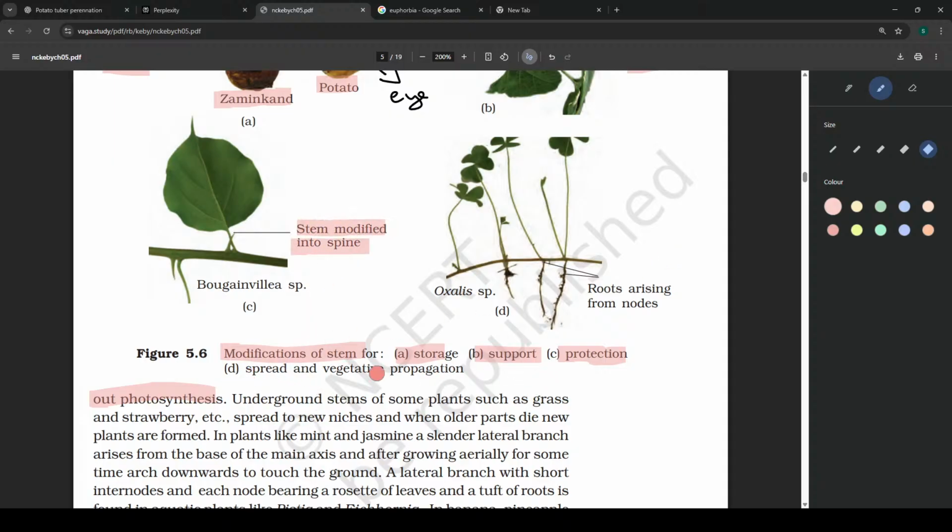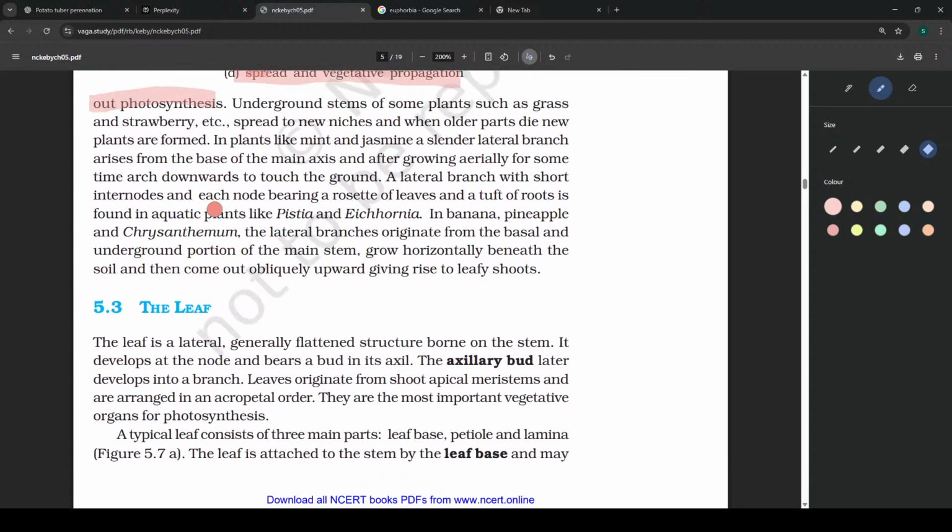Next is D, spread and vegetative propagation. Basically, vegetative propagation is a kind of asexual reproduction where the vegetative parts of the plant give rise to a new plant. This is called vegetative propagation, and there is also a function of the modified root. Underground stems of some plants, such as grass and strawberry, spread to new niches, and when older parts die, new plants are formed. A perfect example of vegetative propagation.